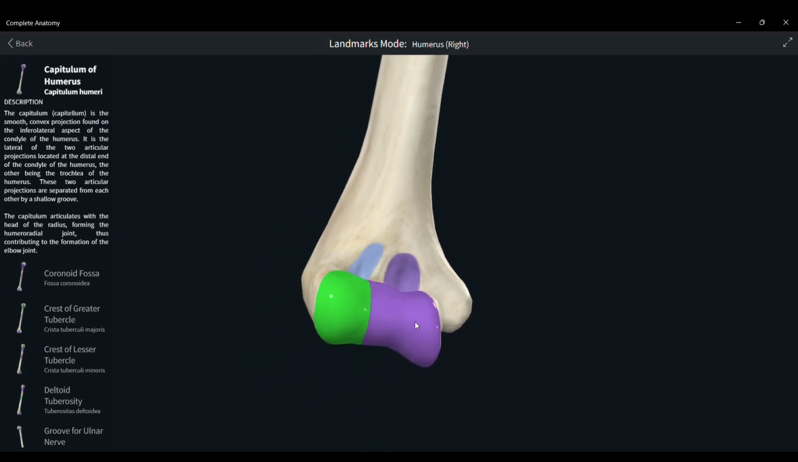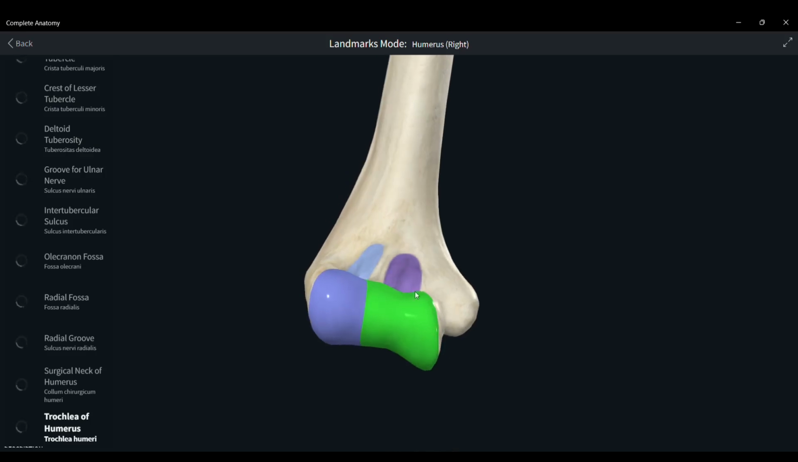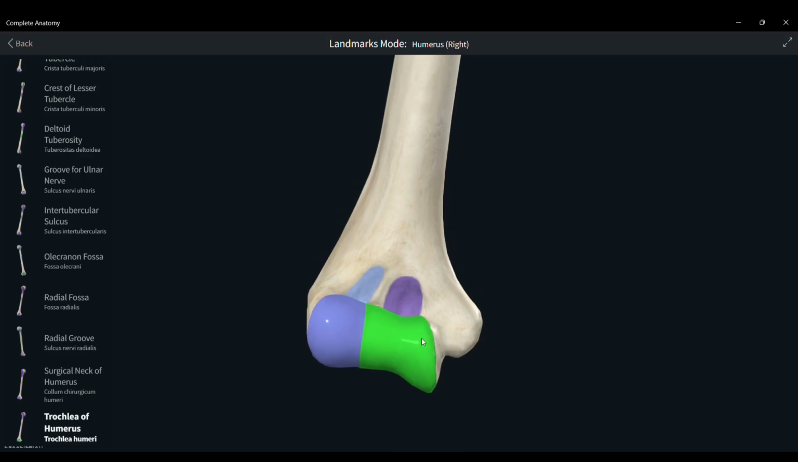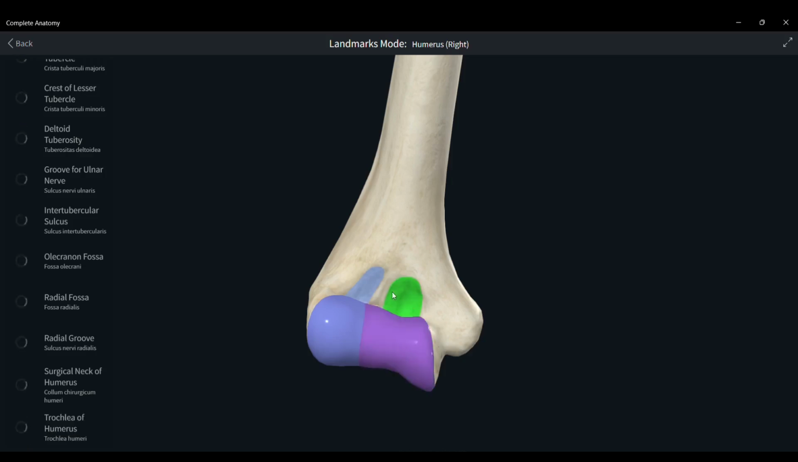The other half of the distal articular block is the trochlea humeri. This is an elongated, spool-shaped surface with an axis slanting slightly medially. It articulates with the notch of the ulna and guides flexion and extension of the elbow. In front of the trochlea, medially, there is a shallow depression, the fossa coronoidea.